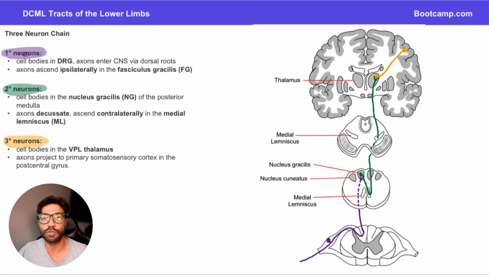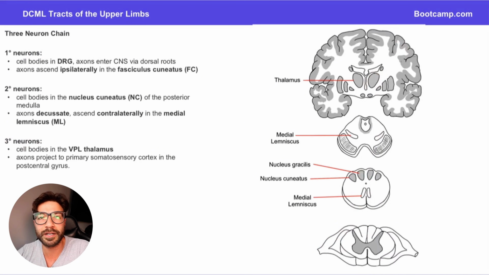So going over it one more time, the first order neuron comes in, travels up our fasciculus gracilis, the entire length of the spinal cord, all the way up to the medulla of the brainstem, and synapses on the nucleus gracilis, where the second order neuron is going to be found. From here, it crosses over or decussates and travels superiorly through our medial lemniscal pathway all the way up to the ventral posterior lateral aspect of the thalamus, where it synapses on our third order neuron, which then sends that signal to the primary somatosensory cortex.